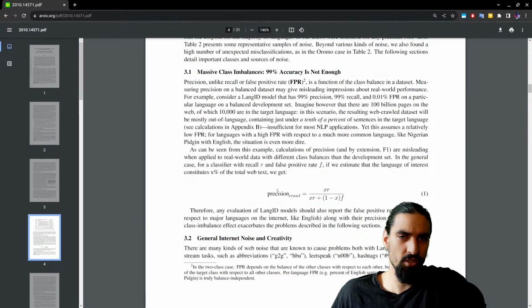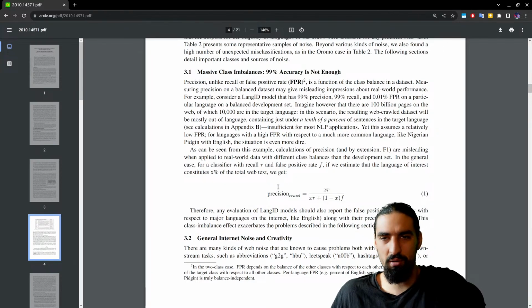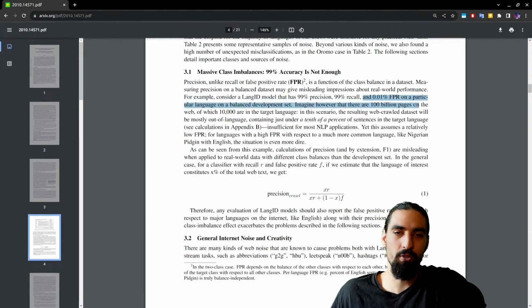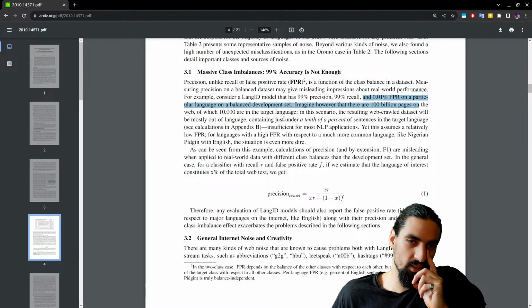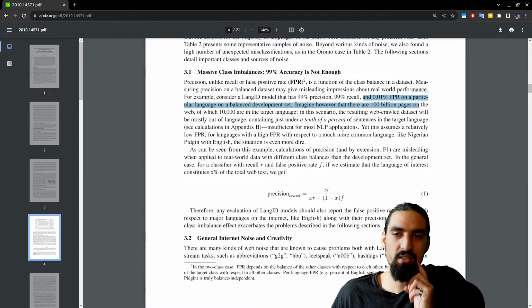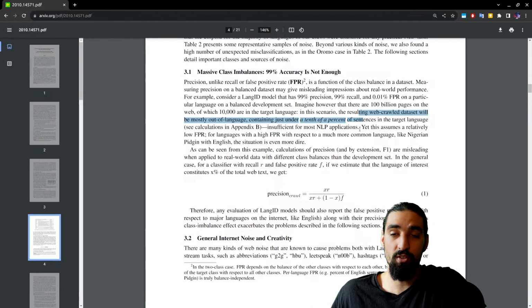For example, consider a LangID model that has 99% precision and recall and a 0.01 FPR on a particular language on a balanced development set. However, imagine that there are 100 billion pages on the web, of which 10,000 are in the target language. In this scenario, the resulting web crawl dataset will be mostly out of language, containing just under 0.1% of sentences in the target language, insufficient for most NLP applications.